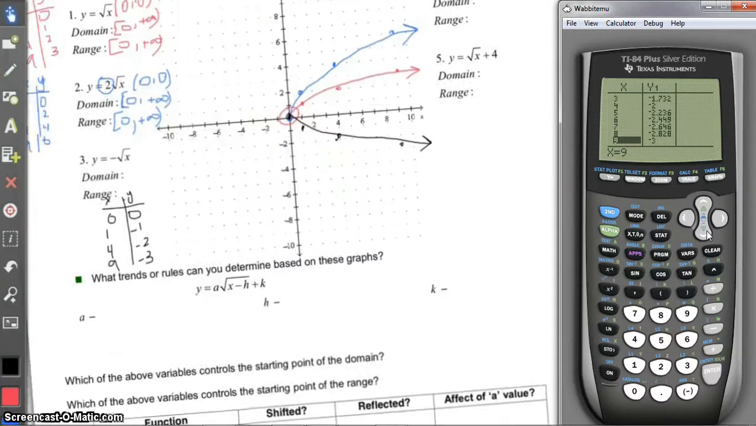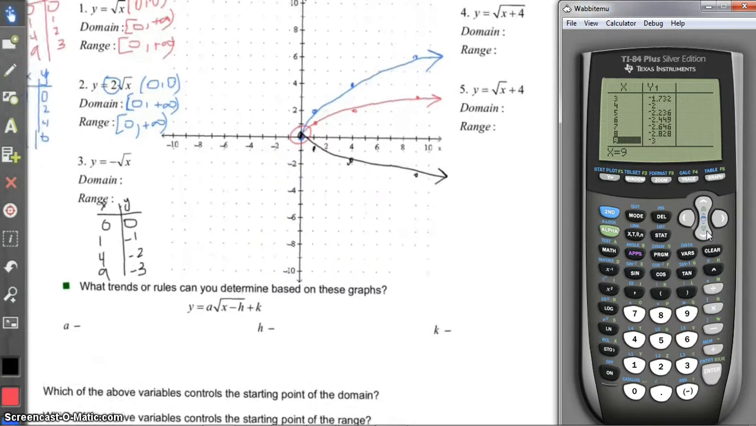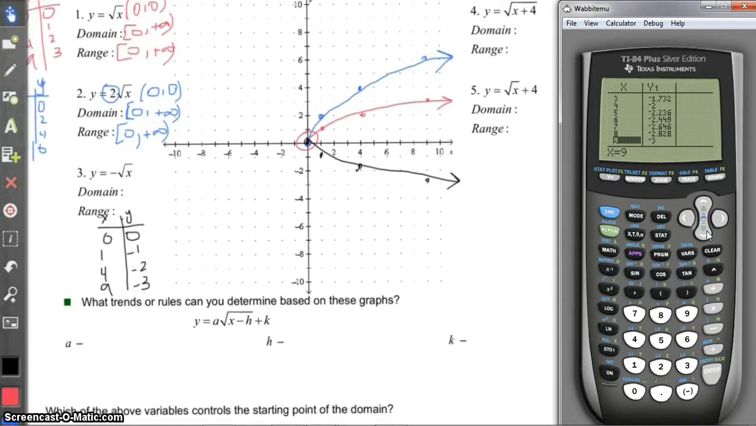So the domain, let's talk about the domain. Let's write the endpoint in front of us. It's 0, 0. The domain will always be from the x of the endpoint, and since it's going to go to the right, it's going to be from 0 to infinity.